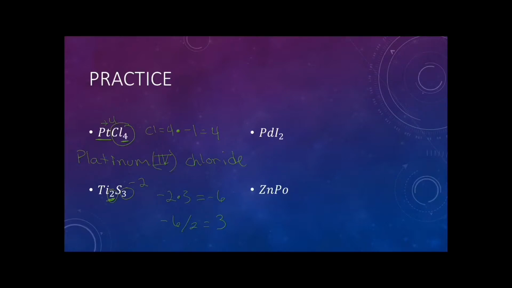So we're going to write it like this. Remember, cation, we use the elemental name first. So titanium, we use Roman numerals to indicate the charge, which is 3. Sulfur, we're going to take off the UR and add IDE, and it's going to be sulfide. So this is titanium(III) sulfide.